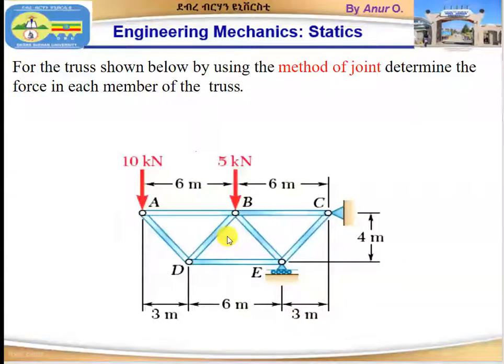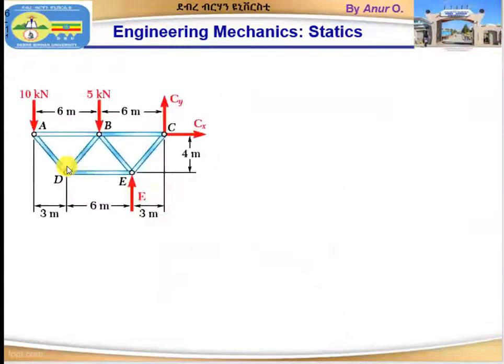Method of section: if we are required to determine forces in specific members. For example, if we are asked to find the force in member B, I can directly take a section and find it. Why is method of section needed? For example, if you want to repair a damaged bridge or a damaged roof structure, and not all parts are damaged, we can take a section at that part and find the force there. Therefore, let us now go to the solution.